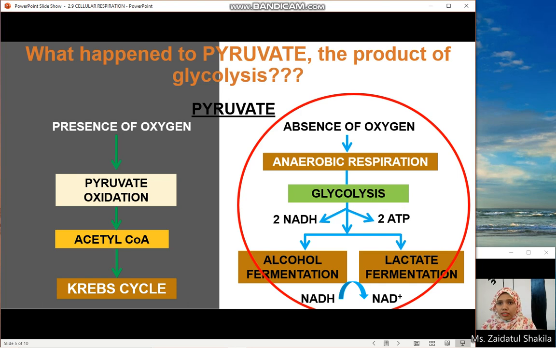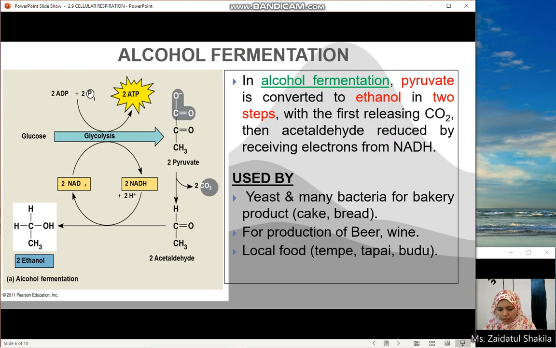So anaerobic respiration consists of two types of fermentation, either alcohol fermentation or lactate fermentation. We will discuss alcohol fermentation first. First, glucose will be converted into 2 pyruvate in glycolysis using the 10 steps that you've learned in the previous video, and produce 2 ATP and 2 NADH. Then each pyruvate will undergo decarboxylation to produce 2 acetaldehyde, with the removal of 2 carbon dioxide. And finally, the 2 acetaldehyde are reduced by 2 NADH and produce 2 ethanol, and this allows the regeneration of 2 NAD+ to be used in glycolysis again.